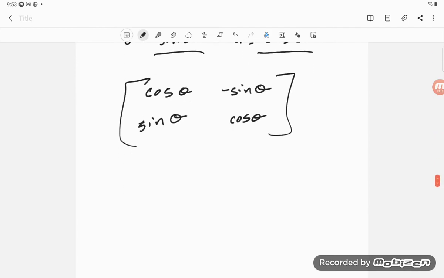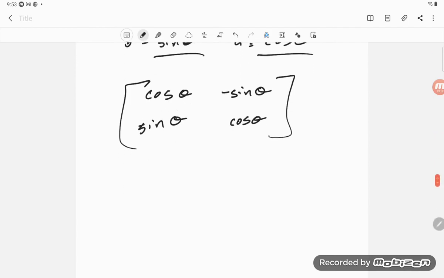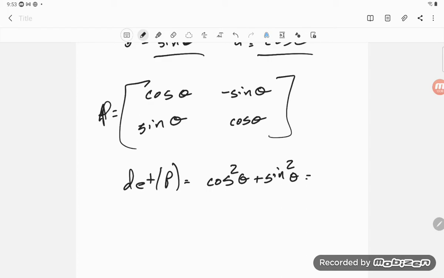But now there's also the bit of the determinant. So remember with the determinant, if this is my P, the determinant of P is, in this case, cosine squared theta plus sine squared theta. And so I do indeed get 1, which is what we wanted.